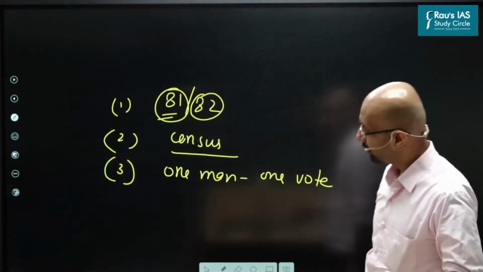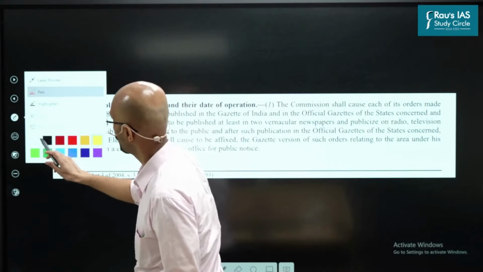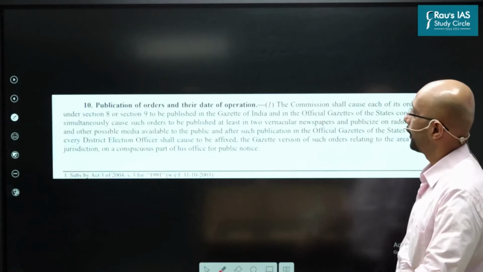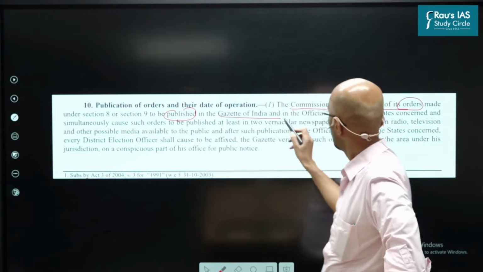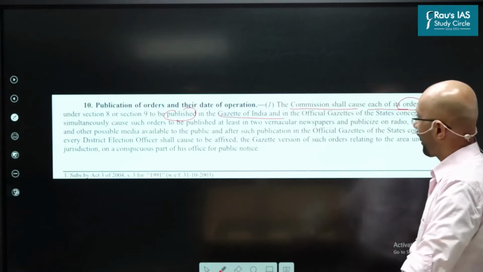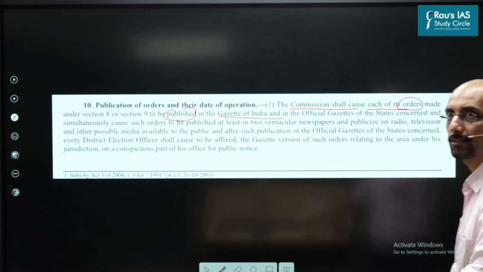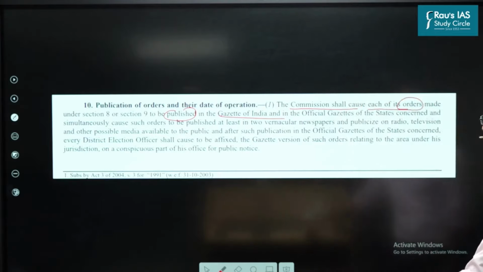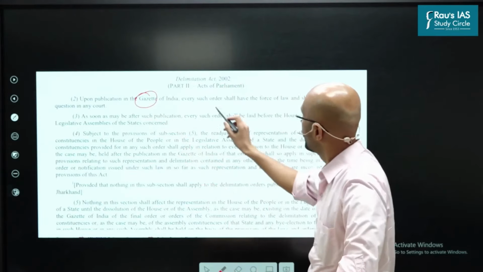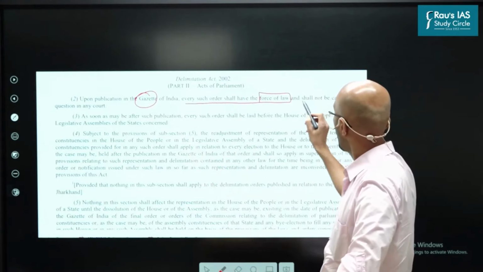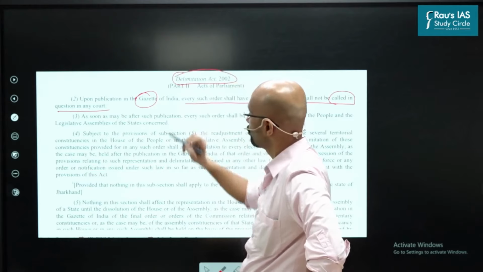Let me show you the relevant sections which I just mentioned. So look at this. The commission shall cause each of its orders to be published in the Gazette of India. Right, so the orders are published in the Gazette. Now, once these orders are published in the Gazette, every such order shall have the force of law and shall not be called in question in any court. This is given where? In the Delimitation Act 2002.